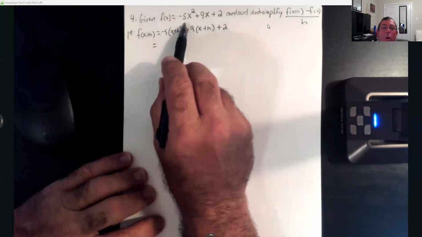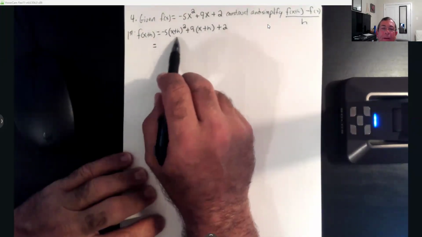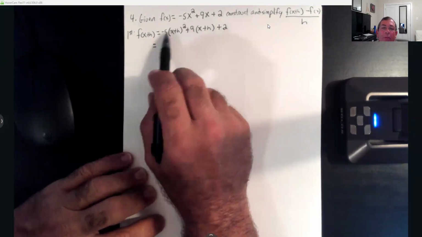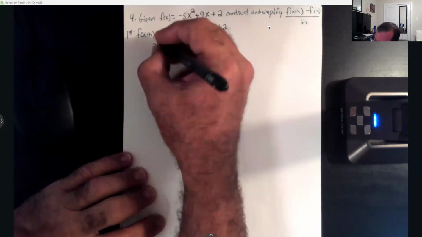My first step is to work the exponent stuff. So you got to work the exponent before you multiply. So bring down that negative 5.